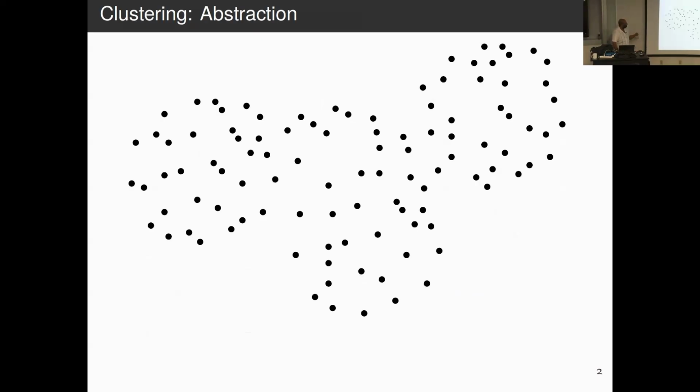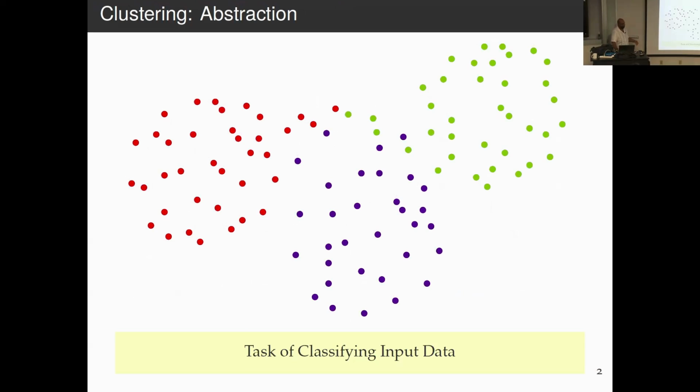So in abstraction, you have a bunch of points in space, and you want to group them based on some notion of similarity. And this task is called clustering. It's the task of classifying input data.